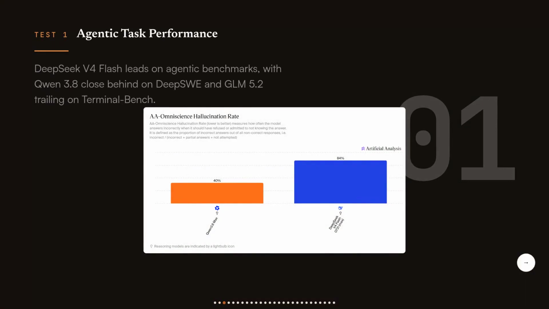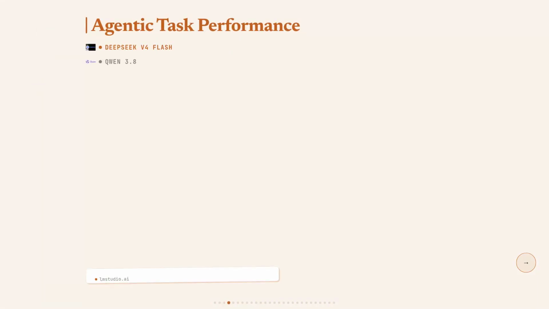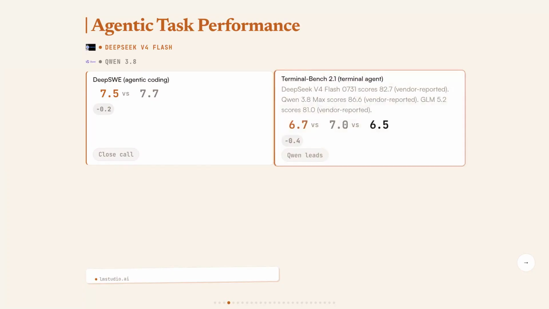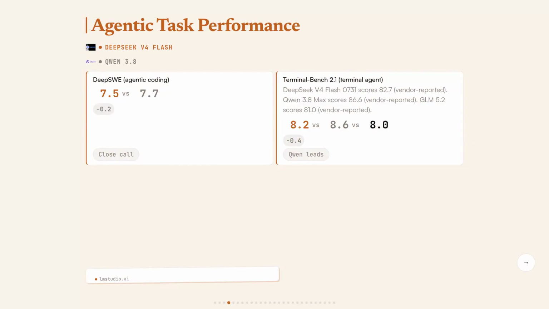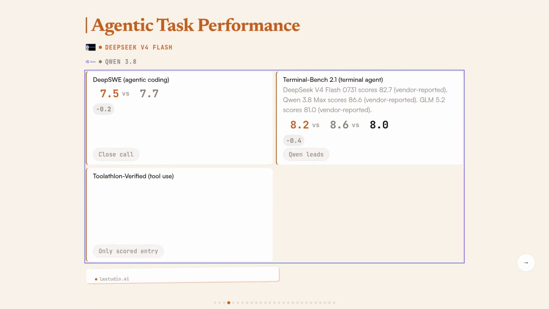This is the test that decides whether your agent actually finishes the job or stalls halfway through a repo. On DeepSWE, DeepSeek V4 Flash and Qwen 3.8 are basically tied, 54.4 against 56.6, both vendor reported. Then there's Tool-Athlon verified, and DeepSeek V4 Flash is the only one of the three with a published number there at all, 70.3. That last point matters more than it looks. If nobody else is publishing a tool use score, you can't compare, and DeepSeek wins that round by default. Added up across the 3 benchmarks, DeepSeek V4 Flash takes this test, with Qwen 3.8 close behind.